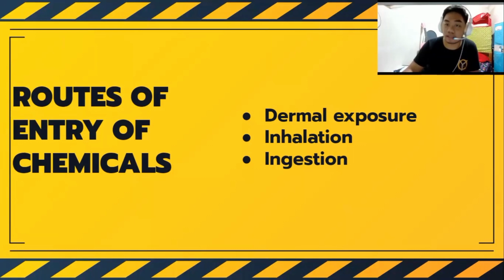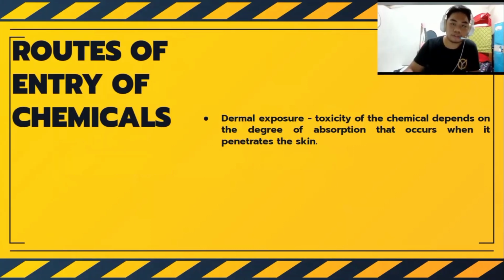To know more about these 3, I am going to discuss them one by one. For the dermal exposure, toxicity of the chemical depends on the degree of absorption that occurs when it penetrates the skin. So the organic chemicals are much more likely to penetrate the skin than inorganic chemicals. It can cause mild temporary discomfort to permanent skin damage. So organic compounds are those obtained directly or indirectly from plants and animals. The compounds obtained from minerals are known as inorganic compounds.